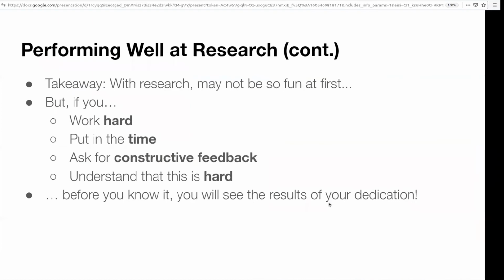So some continued points for this. The takeaway is, it won't be so fun at first, but if you work hard, put in the time, and ask for constructive feedback.